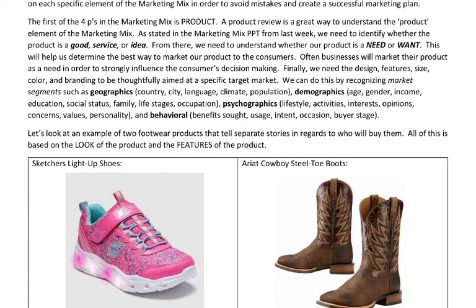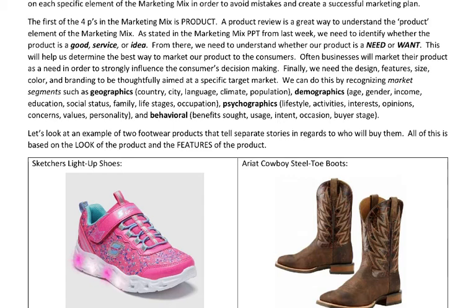Geographics: country, city, language, climate, population. Demographics: age, gender, income, education, social status, family, life stages, occupation. Okay, the most recent hip hop album that comes out is probably not going to be aimed at your grandfather, right? The lyrics, the things that are said in it, the artwork of the album itself, right?